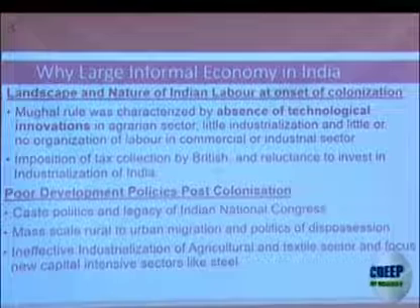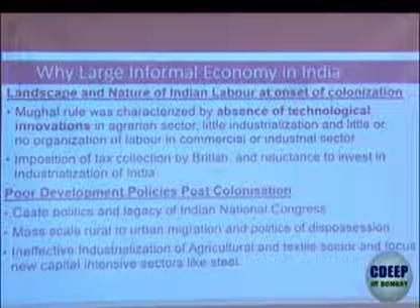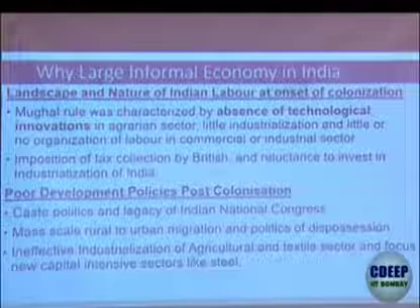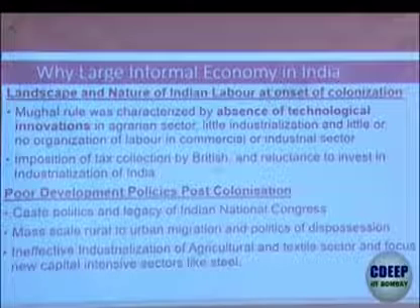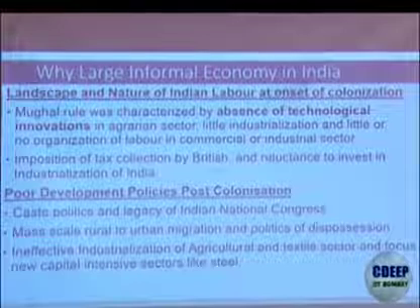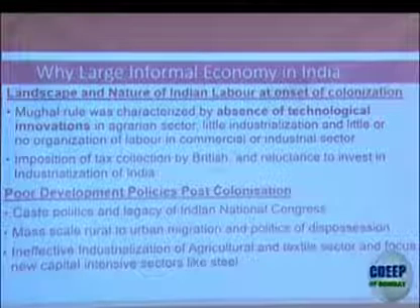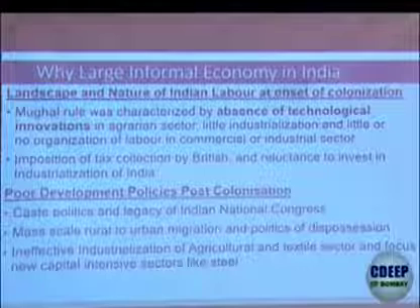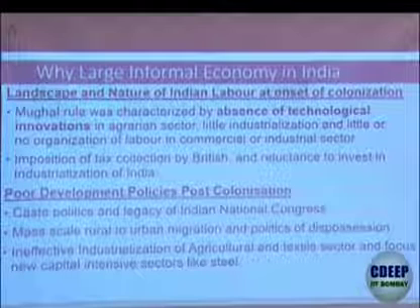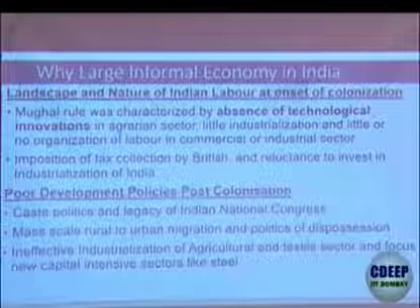Another reason would be the poor development policies after we got independence. Those can include the caste politics that has always been played in India by whichever party is ruling. Caste politics has always been a major hindrance towards the development and formalization of rural Indian sectors. And then there was mass scale rural to urban migration and the politics of dispossession.